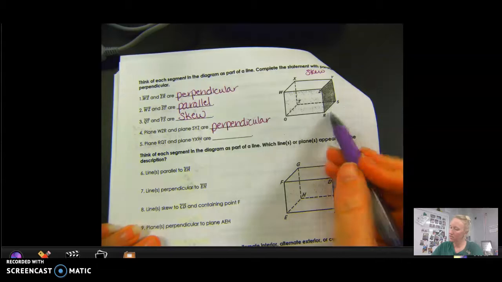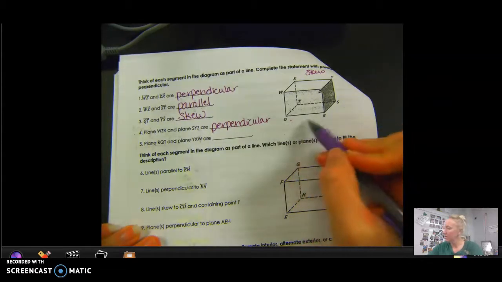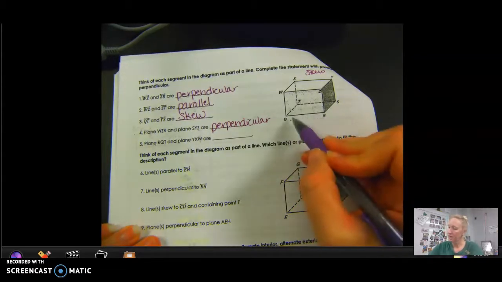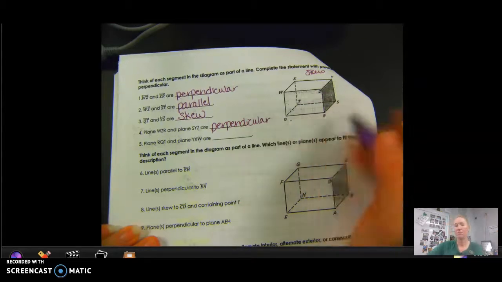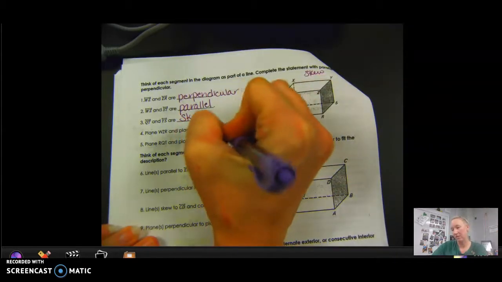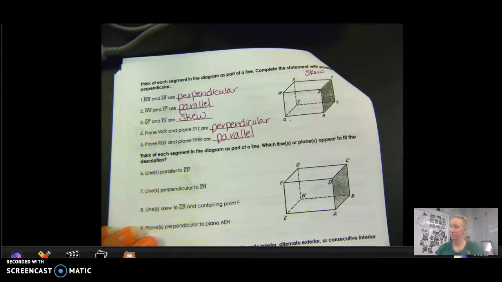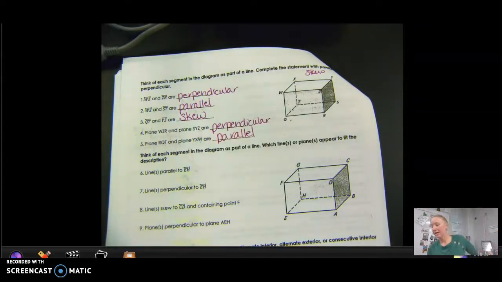Plane R to Q to T, so that's the bottom, and Y to X to W, so the top. Top and bottom would be parallel. They will never touch, but they have the same slope. Think of each segment in the diagram as part of a line.